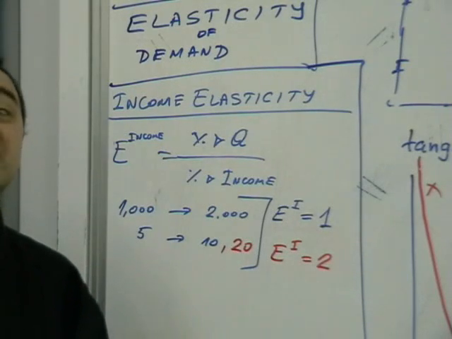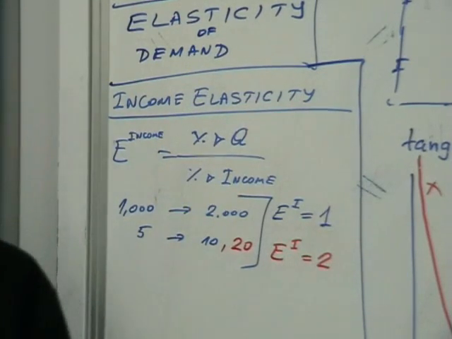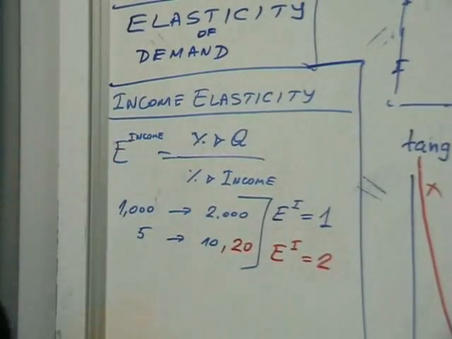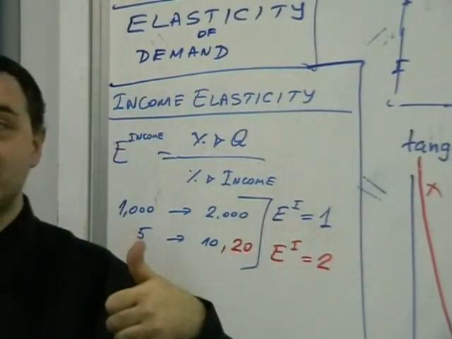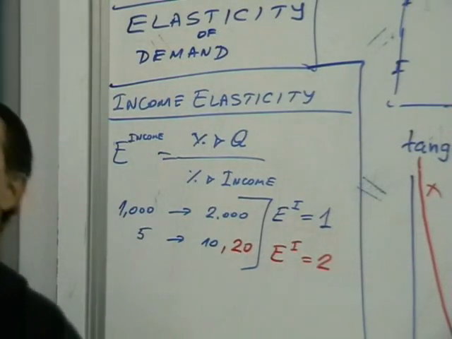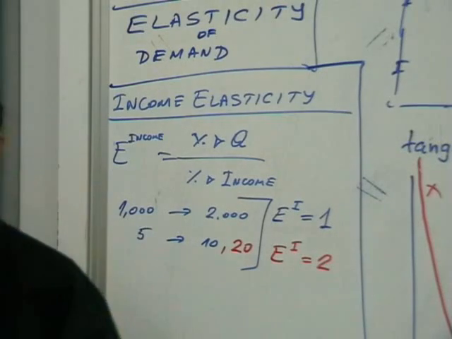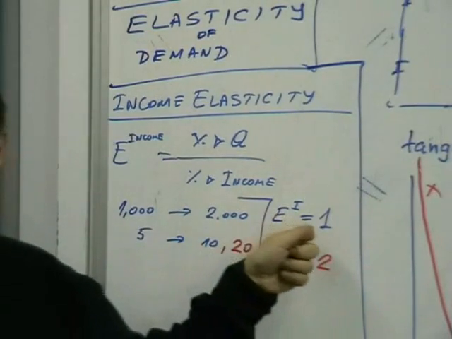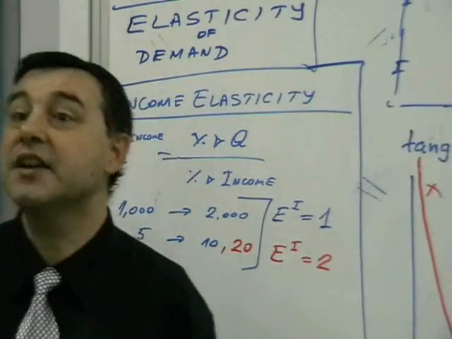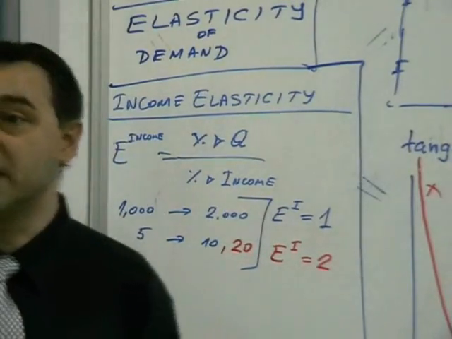More like luxury? Yes. So, luxury was when your income increases by a certain percentage, and for a luxury, consumption will go up by a lot more. So, income doubles, consumption increases 4 times. It's a classic example of a luxury.